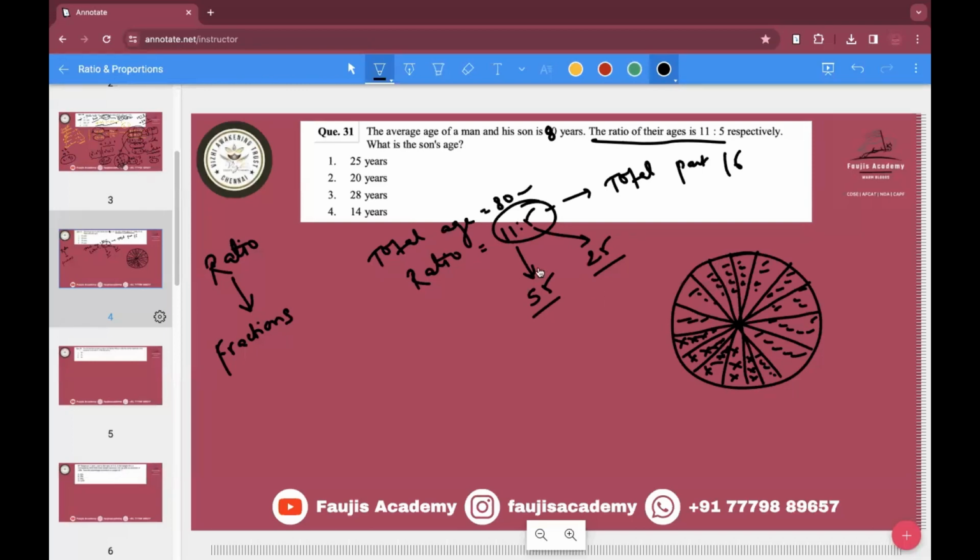Kaleshwaran, let's focus only on the son's age. He is 5 parts out of 16, into 80, which is the total age. The average age they said was 40, average into 2. Average is the midpoint of the son's and the father's age, right? So the total will be 80, isn't it? Yes, sir. Kaleshwaran, are you following?